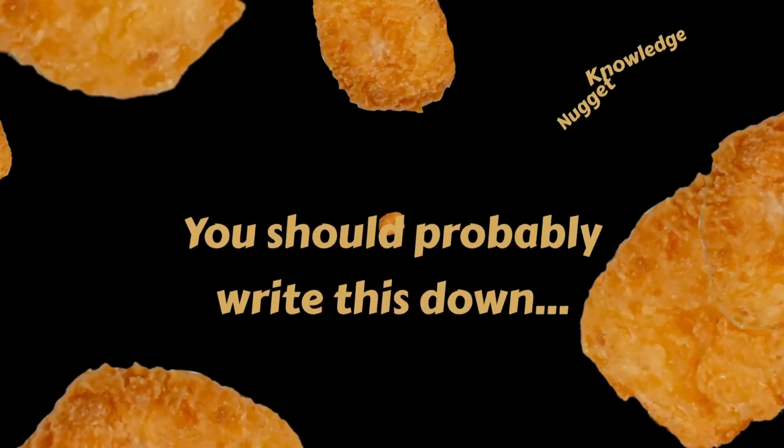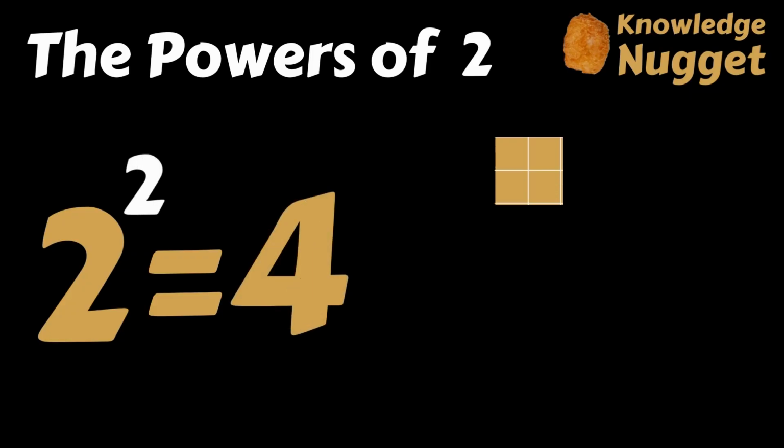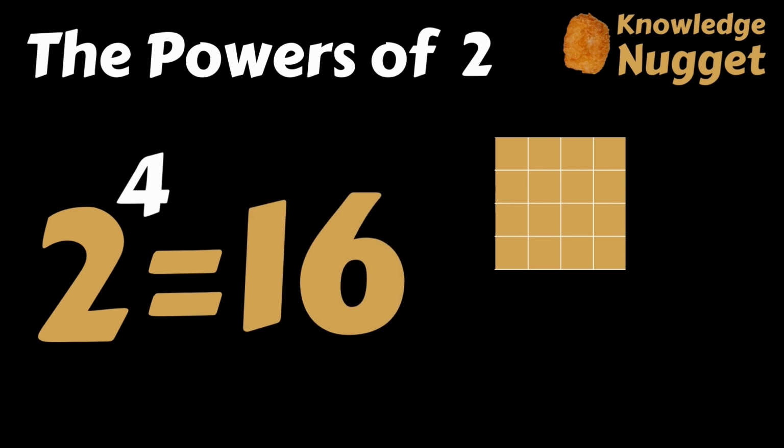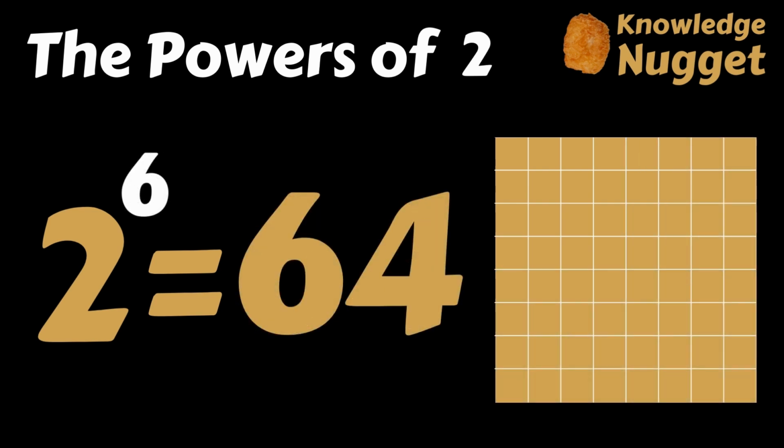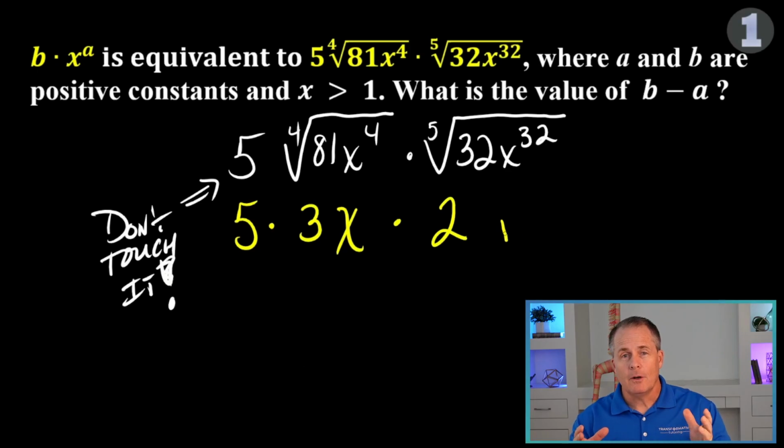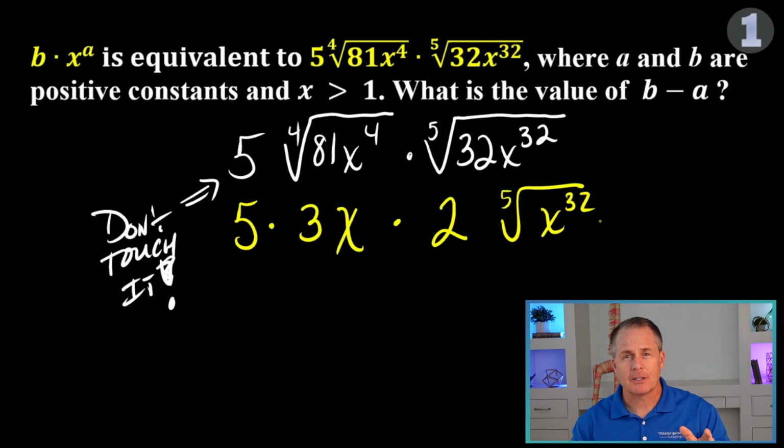You should probably write this down and make sure you memorize the powers of 2 before you take the SAT so that you can instantly recognize 4, 8, 16, 32, and 64 as being 2 to some power. The last thing to do in this problem is this x to the 32nd power. Let's rewrite this using fractional exponents. Hopefully, you realize that is x to the 32 fifths power.